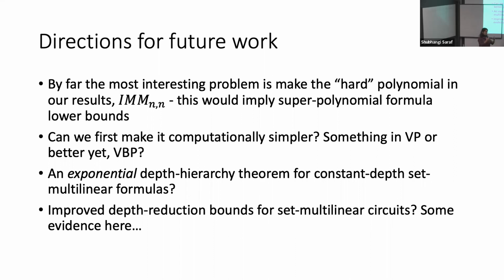When you talk about VP versus VNP, the question depends on the field. When you separate VP from VNP, you have to specify an underlying field. So what field are you showing the lower bounds for? Maybe that plays a role. But no matter what field you do it over, it's related to P versus NP. There's one class of fields that we don't know, which are infinite fields of positive characteristic.